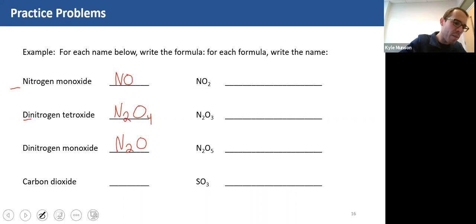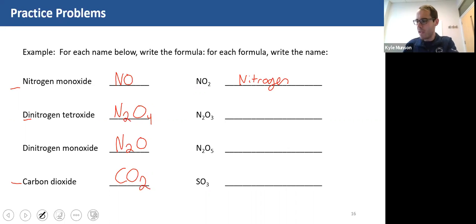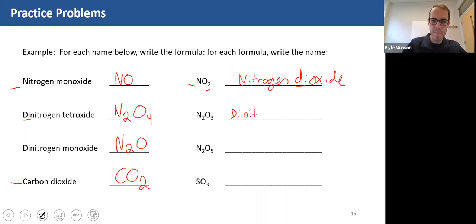Carbon dioxide is the next one. Again, remember, when there's nothing in front of the name of the element, no prefix, it's implied that we only have one of that element in the formula. So this is carbon dioxide, CO2. Okay, so here we go over here. So we have nitrogen. And again, because we only have one of those atoms, we don't put mono in front of that. It is implied. Nitrogen dioxide, where di is the 2 oxygens. The next one is going to be dinitrogen trioxide. Again, we have 3 oxygens there, 2 nitrogens. This is the name for that compound.